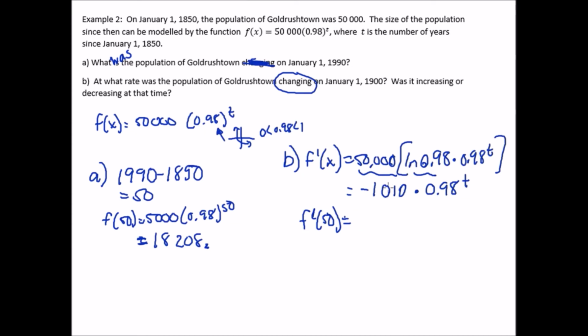We can take the original or we can take the rounded. I'm going to go ahead and just take that original again. I just wanted to demonstrate what that rounded number meant. So ln 0.98 times 0.98 to the 50. Again, when we put that into our calculators, we get negative 367.86.